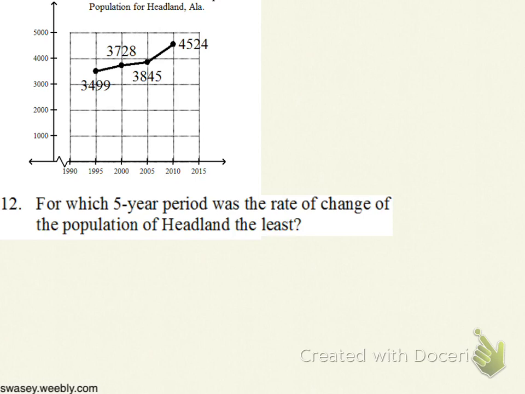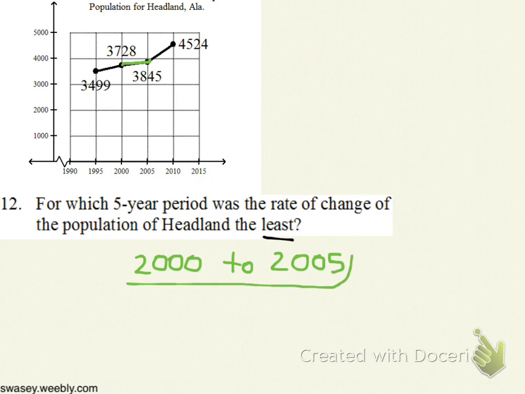Which 5-year period is the least? So now we're looking for the one that's closest to being flat, which happens from 2000 to 2005. Again, you could do your calculations and compare the numbers to find the smallest number, but it's going to correspond to that least steep part of the graph.